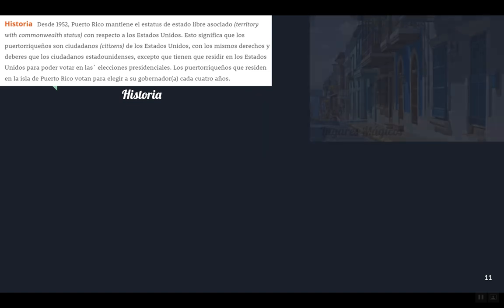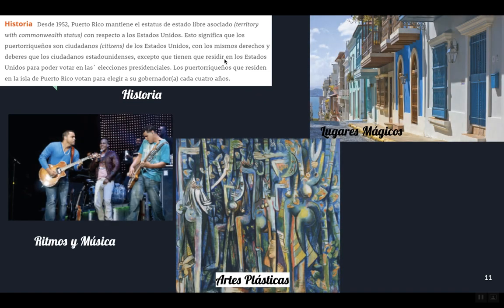Entonces, aquí tengo alguna información para ustedes, and this will help with your prep work, but I wanted to talk about the history specifically. So it says, Puerto Rico mantiene el estatus de Estado Libre Asociado, or Territory with Commonwealth Status, con respecto a los Estados Unidos. Esto significa que los puertorriqueños son ciudadanos o citizens de los Estados Unidos con los mismos derechos y deberes que los ciudadanos estadounidenses, excepto que tienen que residir en los Estados Unidos para poder votar.